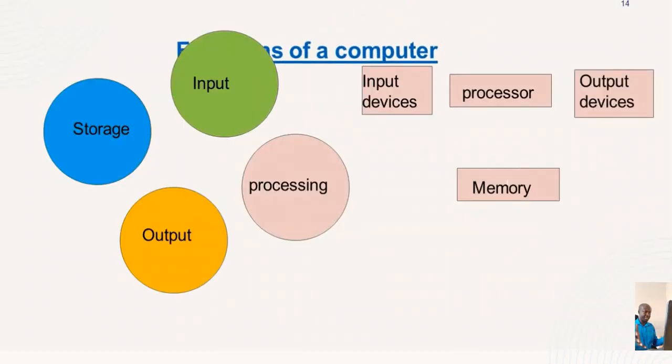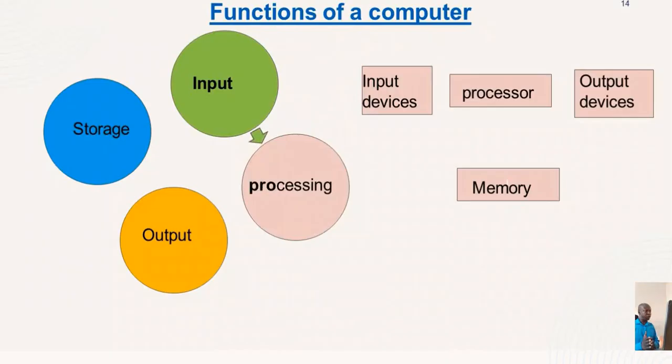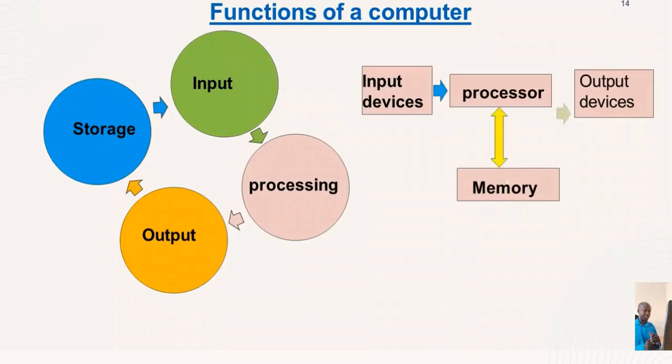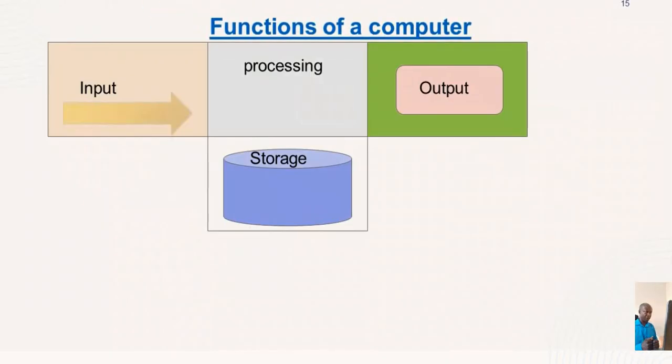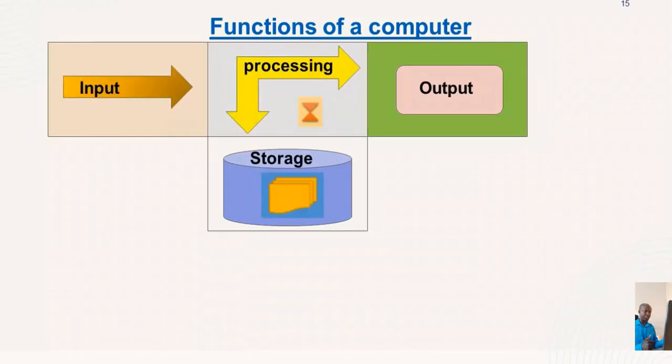Okay, this is a diagrammatic description of the functions of a computer. We have input, processing, and output, then storage. After storage, back to input, and so on and so forth. The second diagram is just talking about the same thing. Functions of a computer: input, data processing, storage, and then output.